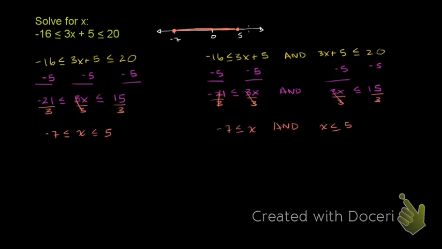And you could try other values. You could go outside of our solution set. Try something like 10. 10 should not work. And if you see here, if you put 10 here, you get 3 times 10 plus 5 is 35. Negative 16 is less than or equal to 35, but 35 is not less than or equal to 20. And that's why 10 is not part of our solution set.